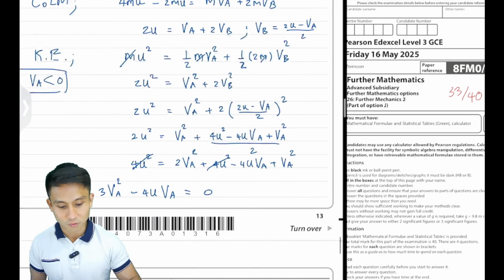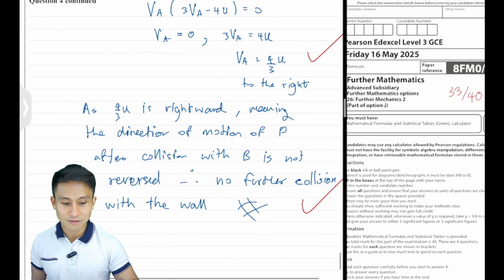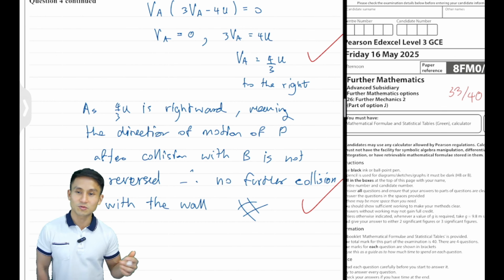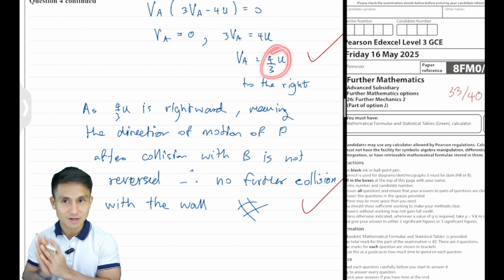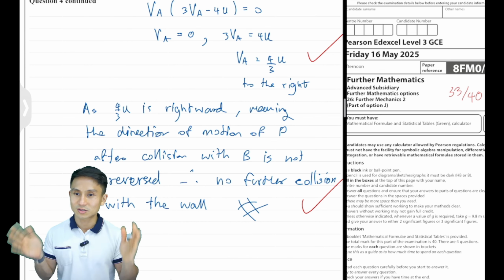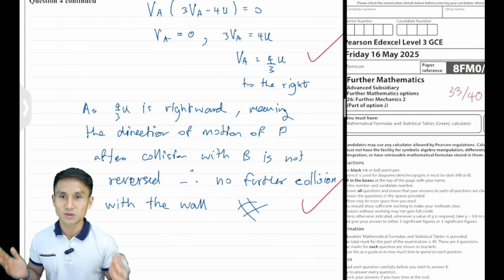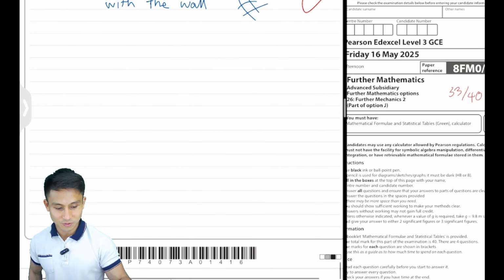That's why we can solve quadratically and get the VA in terms of U, because we convented that U would go to the right. This means that VA would go to the right, and because it's going to the right, there's no further collision with the wall. Okay, that's the way to go.